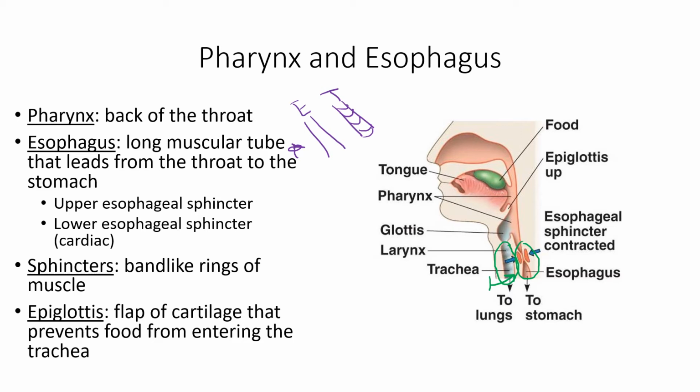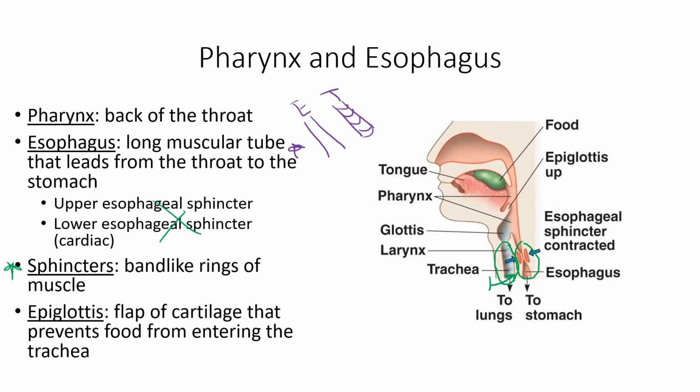There are two sphincters within the esophagus. It's okay not to know them. Just make a note that there are sphincters. And do make sure you know what sphincters are. They are a band-like ring of muscle. We will talk about, I think, 3 or 4 more sphincters before this lecture is done. Just make a note that you know what it is.